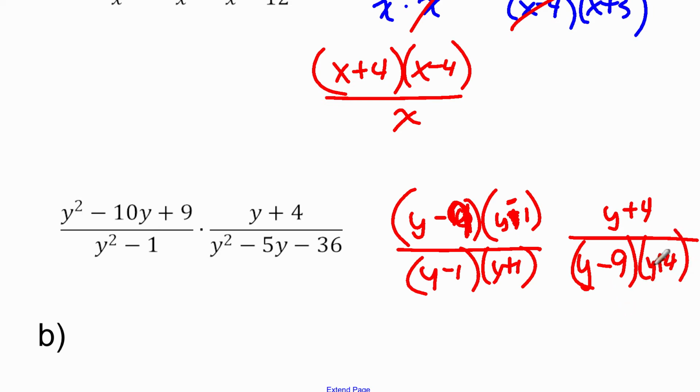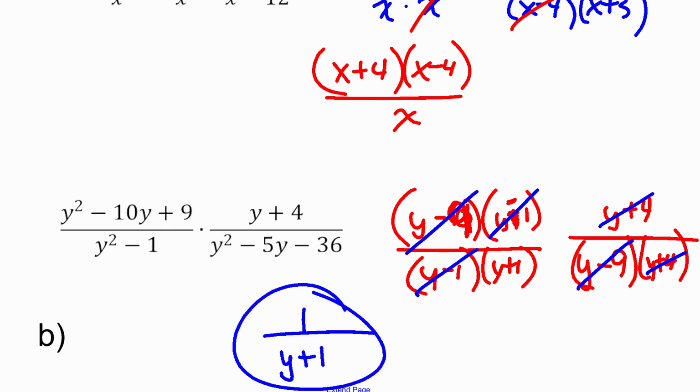Is that right? Yeah. Okay, now look for factors of 1 that I can eliminate. There's a y minus 9. There's a y minus 1. There's a y plus 4. Ooh, I like canceling. So on the top, there isn't anything there, so I can leave a 1. And on the bottom, I'm just left with a y plus 1. So that would be the answer to that one.